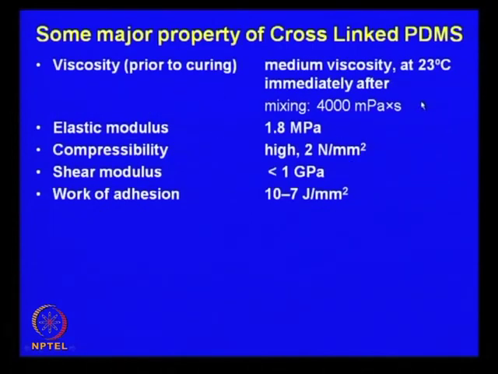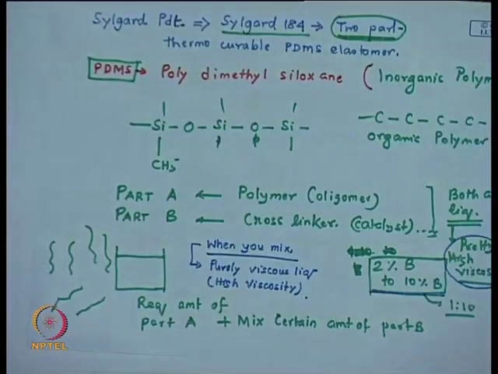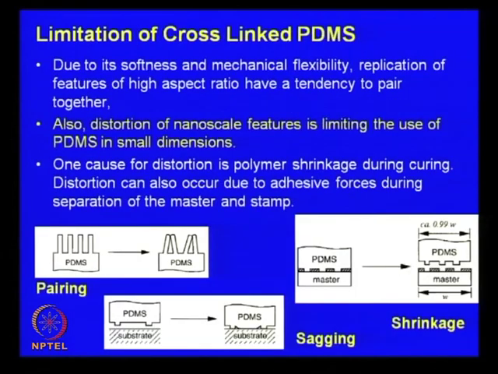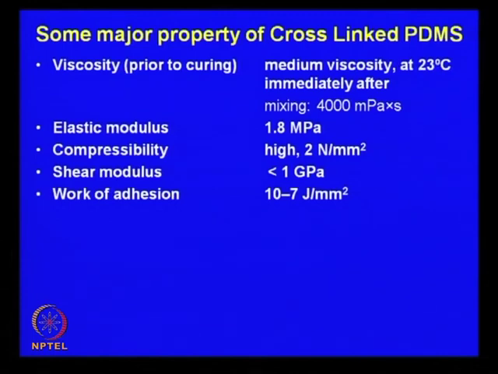Viscosity prior to curing, after mixing, that is after you have mixed the part A and part B as we have discussed here, is roughly 400 millipascal second. Elastic modulus is about 1.8 megapascal, again something that depends on the ratio of the part B to part A. Shear modulus is less than a gigapascal, and work of adhesion is 10 to the power minus 7 joule per millimeter square. So, I think we will stop here in this particular class and pick up from how this cross linked Sylgard is extensively used as the stamp for most of the soft lithography techniques.